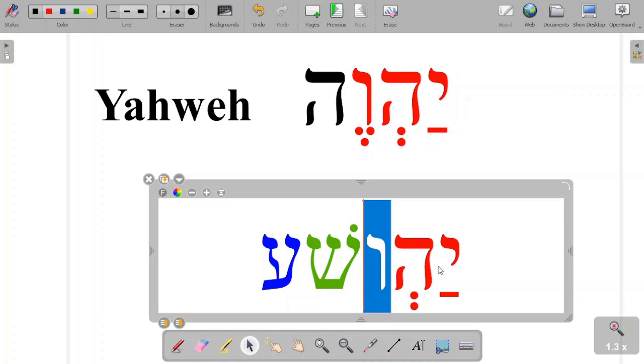Okay, so the question is, well, how do you treat this wa in this name? Some would make it an O. Again, it's a consonant because it's from the name Yahweh. And this is the correct answer that should have been applied. This wa is the same as in the name Yahweh. However, it terminates a syllable in a similar way that the he terminates a syllable, like this.